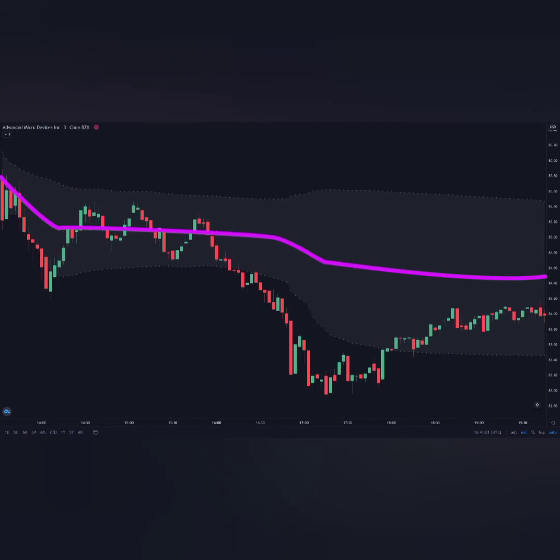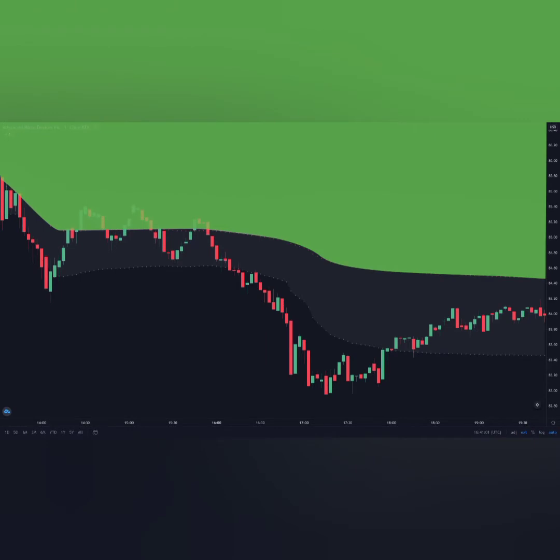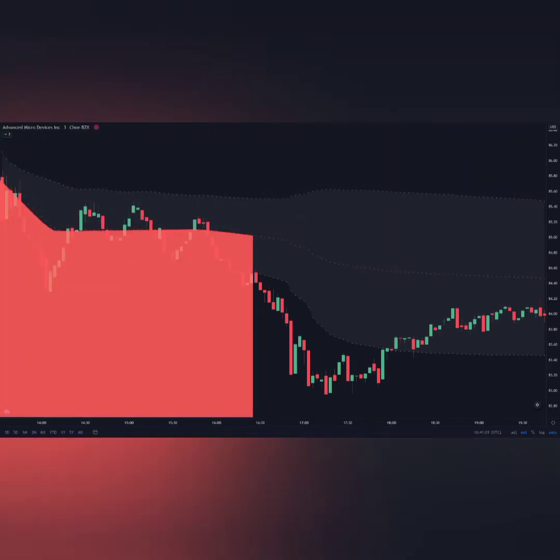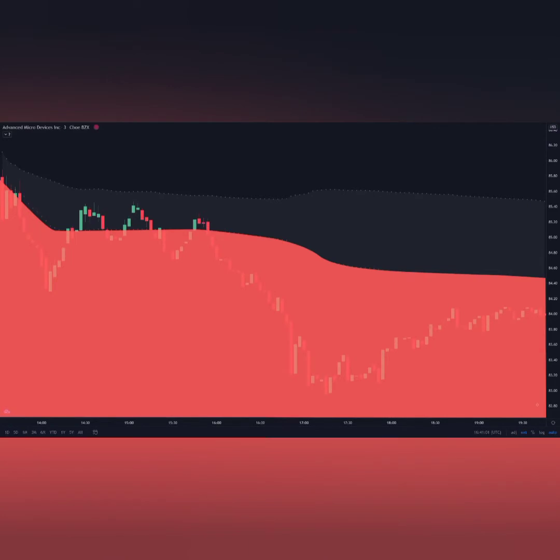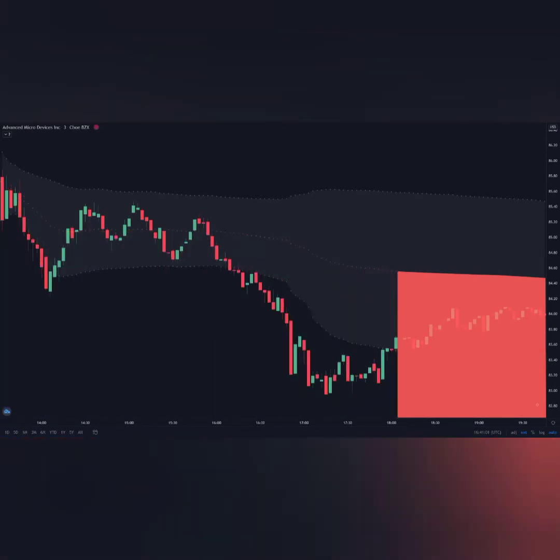The VWAP indicator is very similar to a moving average. When the price is above the indicator line, the price is considered bullish. And when the price is below the indicator line, the price is considered bearish.